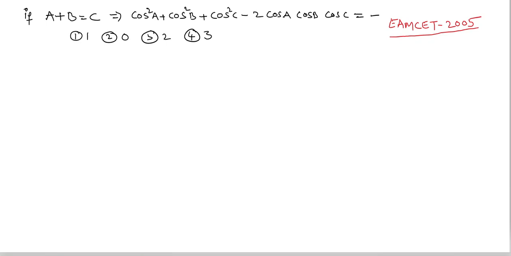If a plus b is equal to c, then cos square a plus cos square b plus cos square c minus 2 cos a cos b cos c is equal to. This is MSET 2005 question. Here it is given a plus b is equal to c.